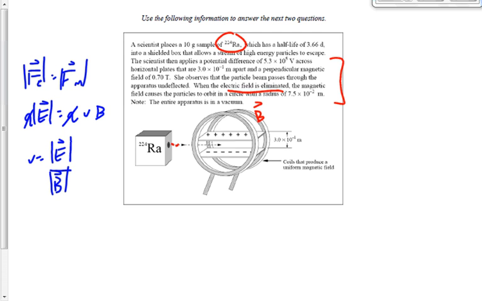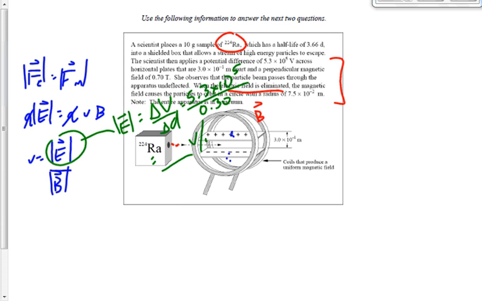Well, what's the electric field between two parallel plates equal to? You guys know this, right? E is equal to delta V over delta d. So you've got delta V, it's 5.3 times 10 to the 5. You've got delta d, which is 0.30. That gives us an electric field. I'm not sure what that works out to be. We divide that by the magnetic field of 0.7 tesla.